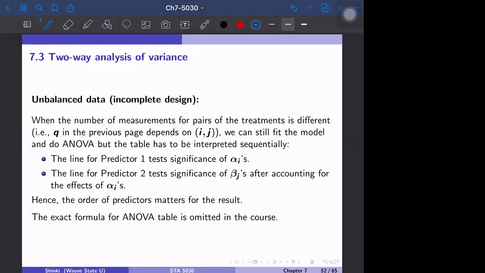Hi, we continue the two-way analysis of variance. Now we drop the interaction term and go back to the original two-way ANOVA, but we think about unbalanced data or incomplete design.